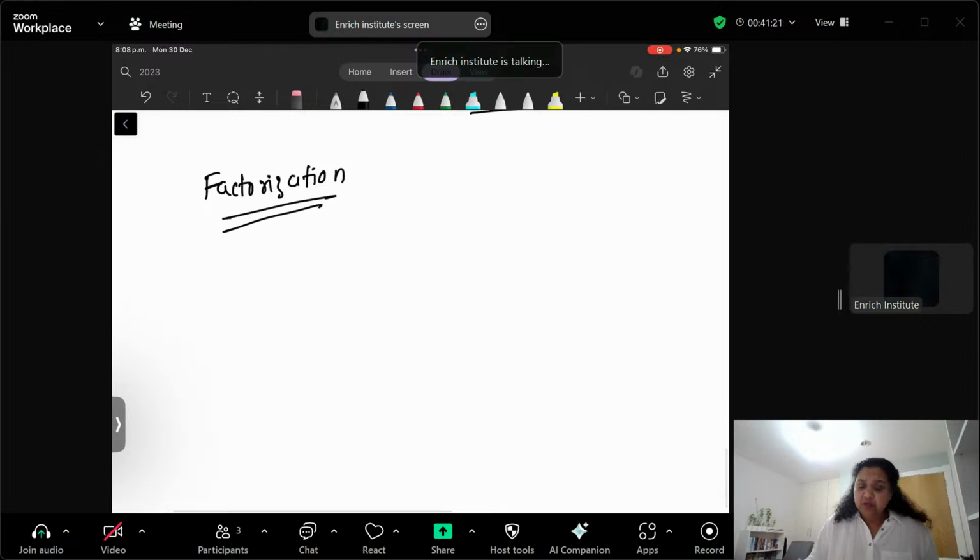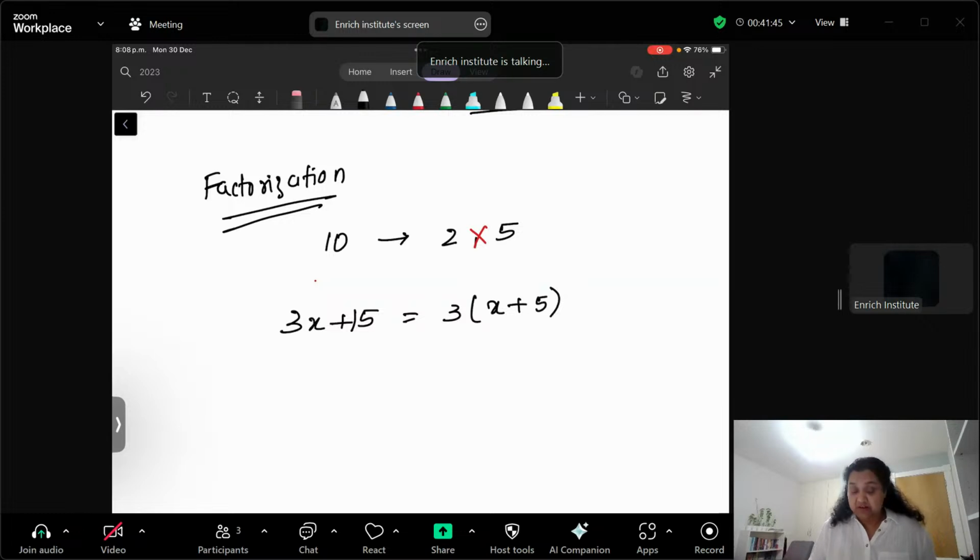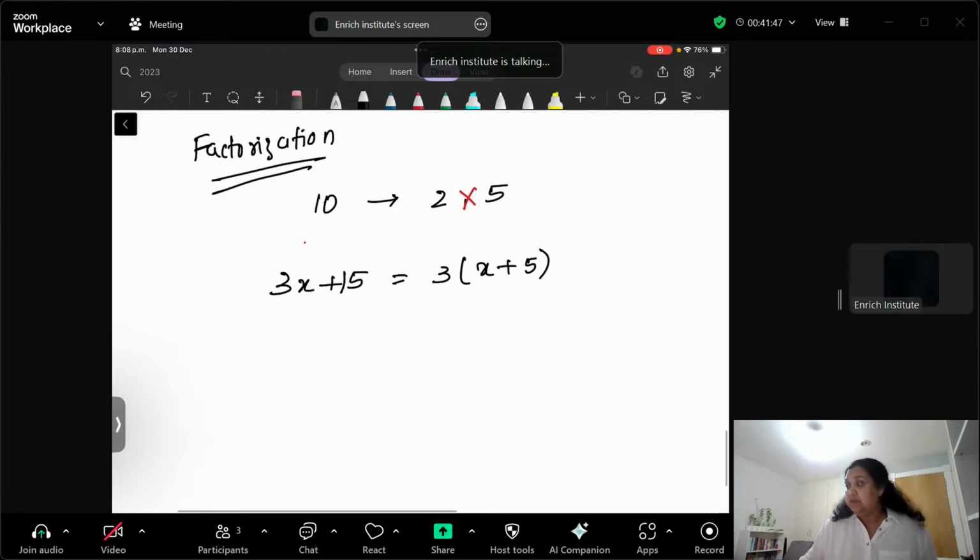So factorization means, suppose I say 10 as a number, I can say that 2 and 5 are its factors. Why do I say that? Because 2 multiplied by 5 is 10. Okay. Similarly, when it comes to algebra, 3x + 15, I can write this as 3 times (x + 5). Okay, so these are called factorized. This is called factorization. So there are multiple types of questions which you need to learn.